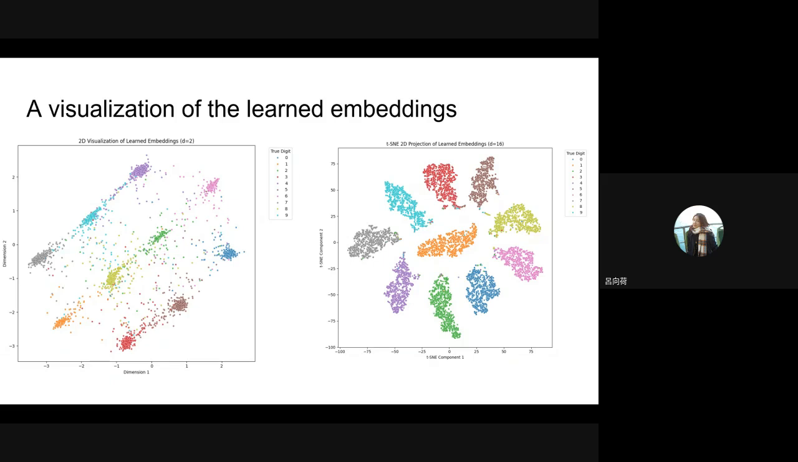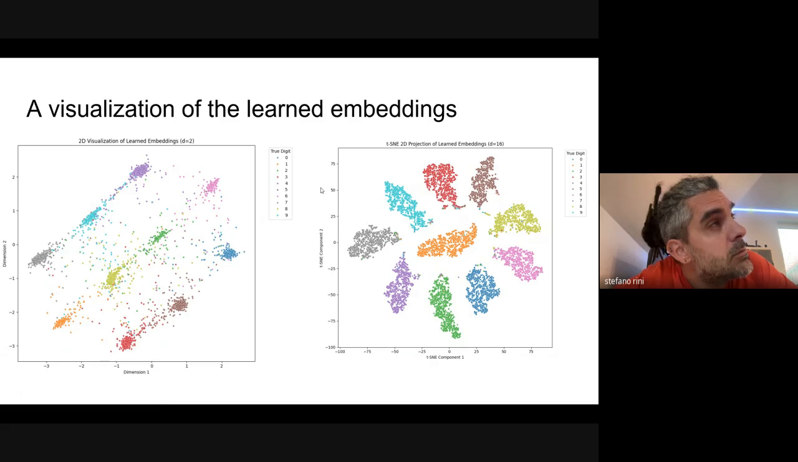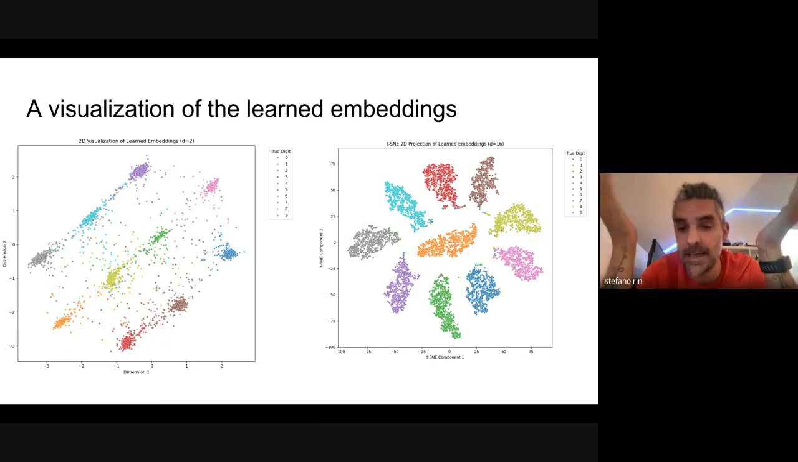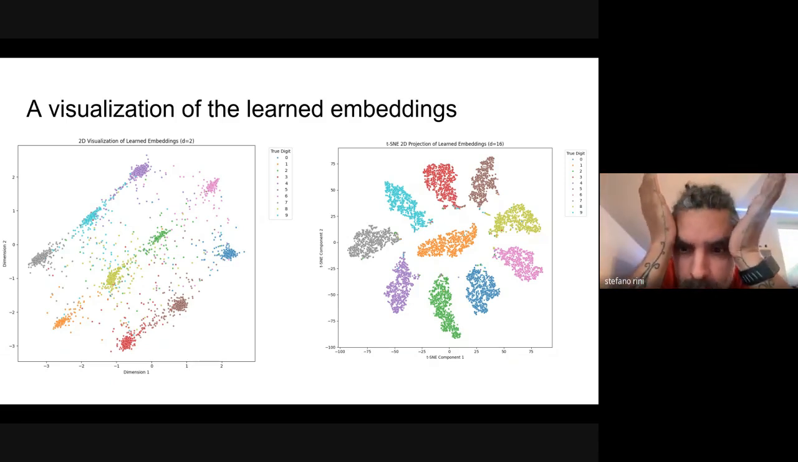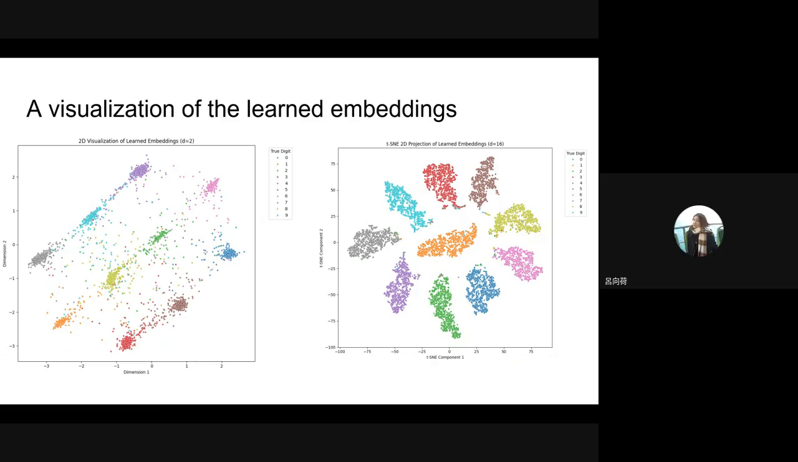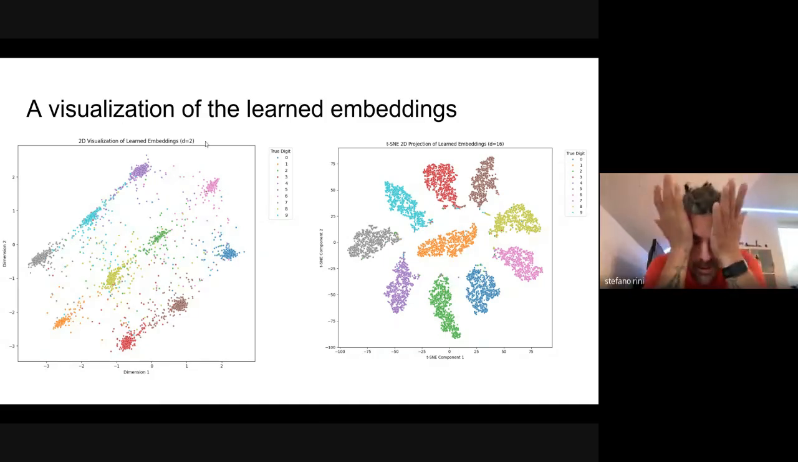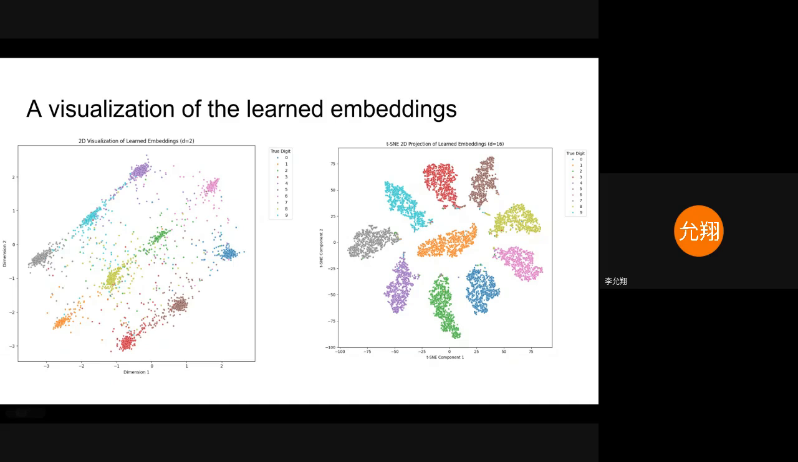So your most confused digits were not 3 and 8. Your most confused digits were 4 and 9, right? I said from your model, the most confused digits were 4 and 9, right? From the previous task. Yes, 4 and 9.